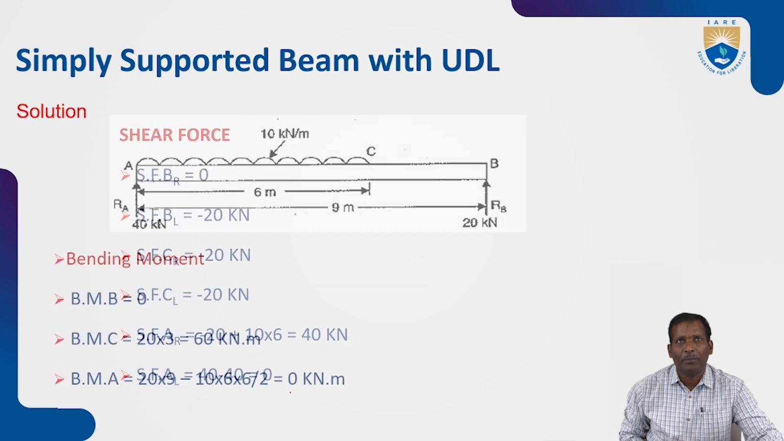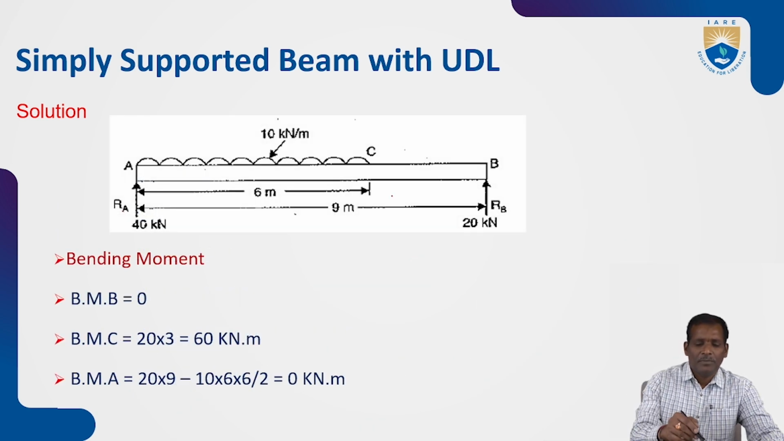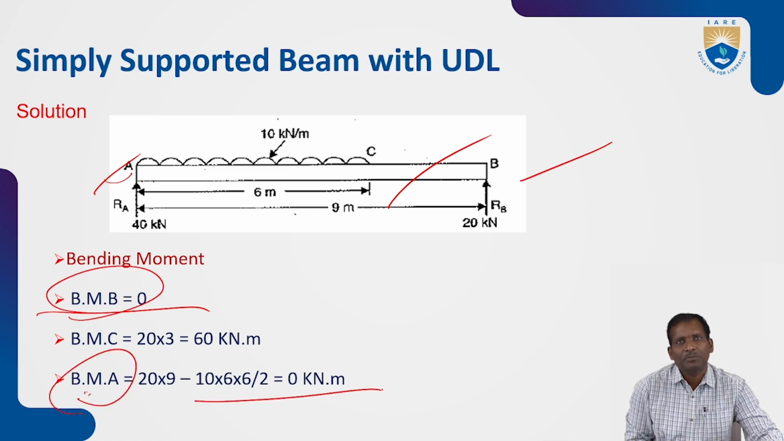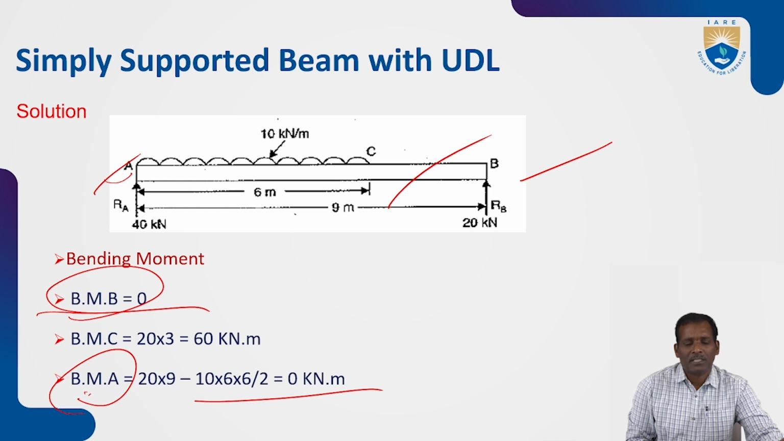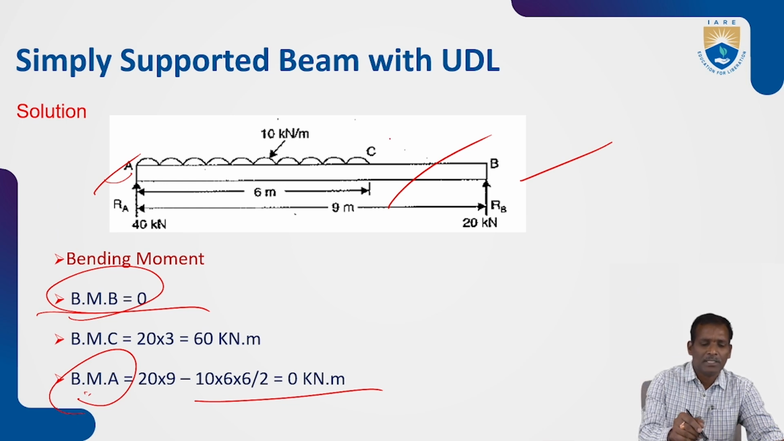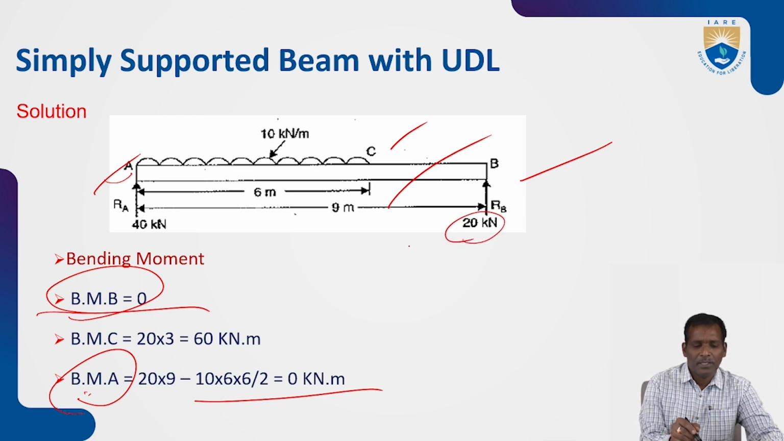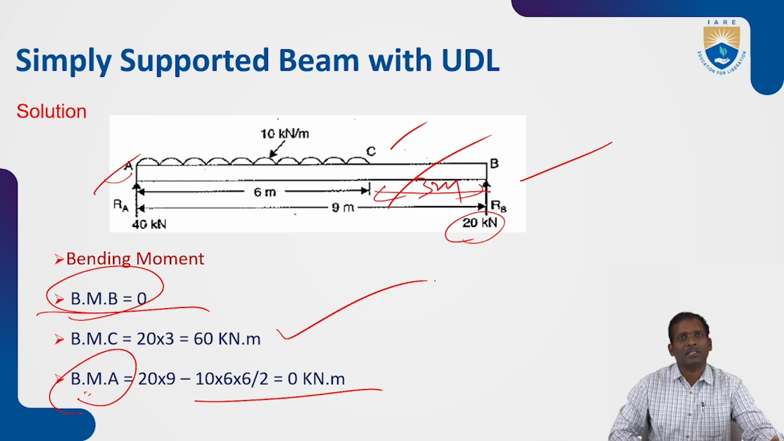Now calculate the bending moment. See, the bending moment value at B is 0, and at A is 0. At the support ends, you will get 0. The remaining point is C. So what is the bending moment at the C point? At C, 20 kilonewton multiplied with these 3 meters, so we will get 60 kilonewton meter.